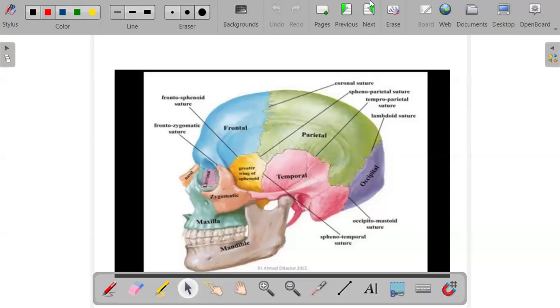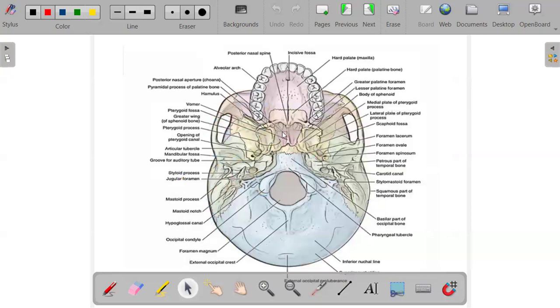Not only that, we can also see the skull from down below here, which is the base, okay, the norma basalis. So in the norma basalis, for the sake of convenience of study, you find that it's divided into three regions or parts. So you have the anterior, the middle, and the posterior. Okay, so these are divided by two imaginary transverse lines.